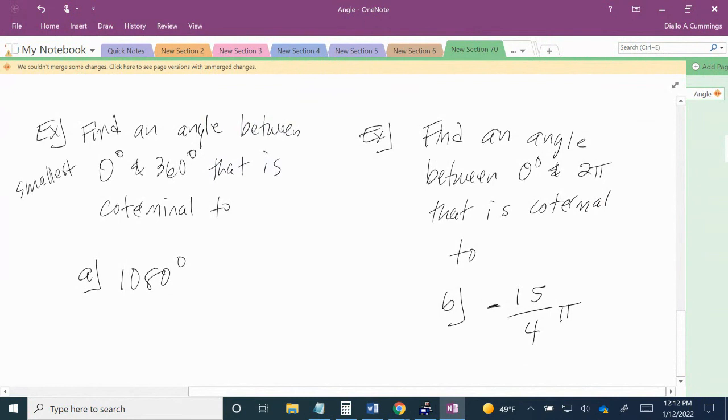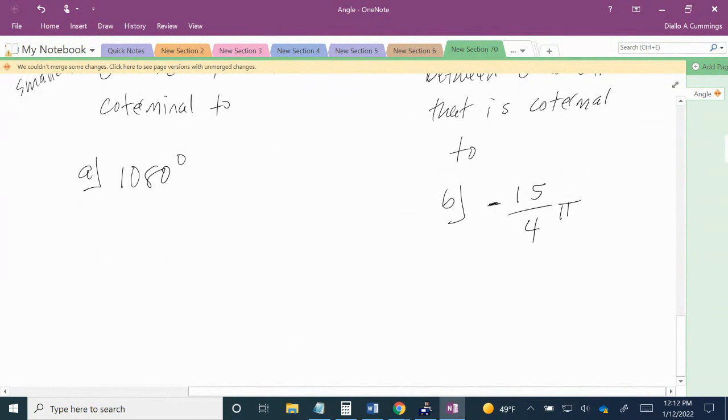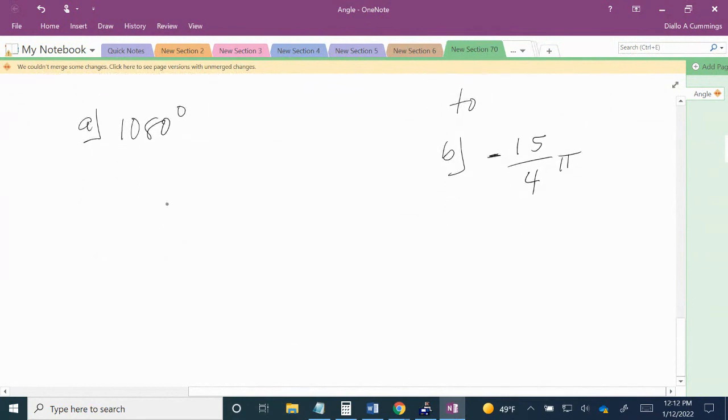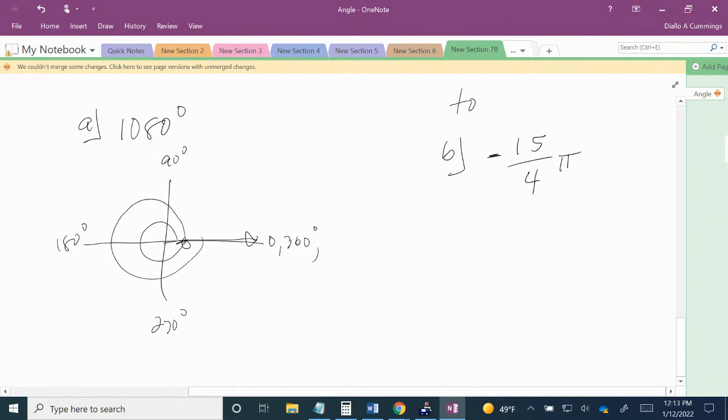Okay, so that should be the smallest one. So if we were to sketch out 1080, right? So this is 0, 90, 180, 270, and 360, right? So it begins along the positive x-axis. So we rotated one complete time, that's 360. We rotated two times, that's 720. We rotated three complete times, that's 1080, right?